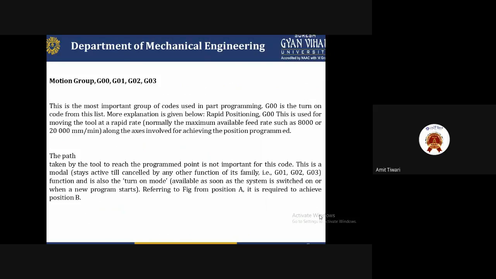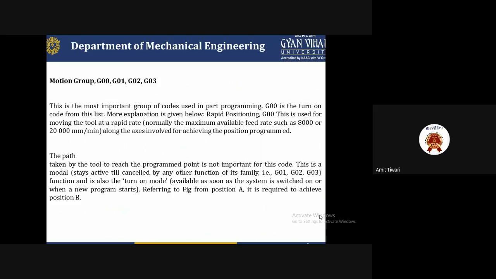And for the path, we have to select the codes G01, G02, G03. Basically, the path taken by the tool to reach the programmed point is not important for this. This is a modal code, active until cancelled by any other function in the family like G01, G02, and G03. It is also the turn-on mode available as soon as the system is switched on when a new part program is to be used.